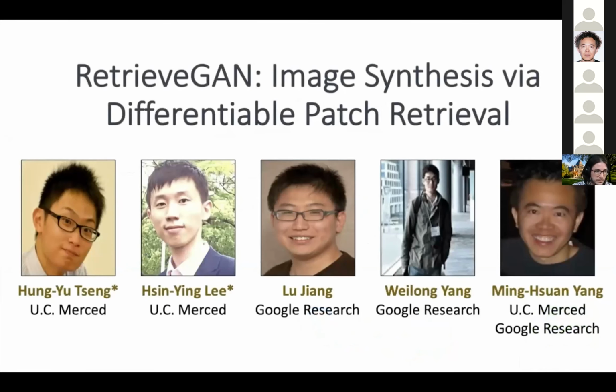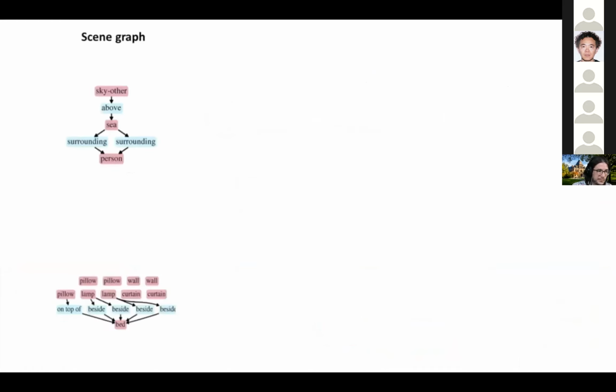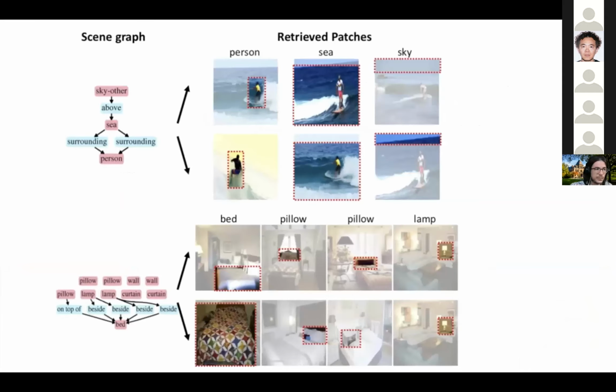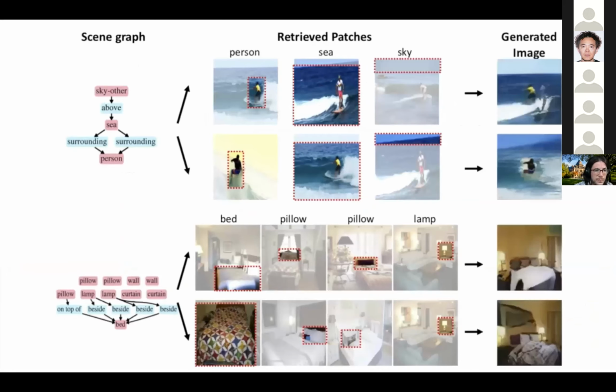This is Hong Rizhen from UC Merced. I'm glad to share our work, image synthesis via differentiable patch retrieval. In this work, we aim to generate images from the scene graph representations. Given the input scene graph, our model learns to retrieve patch for each object from the real images. Our model then synthesizes the final image according to the retrieved patches.